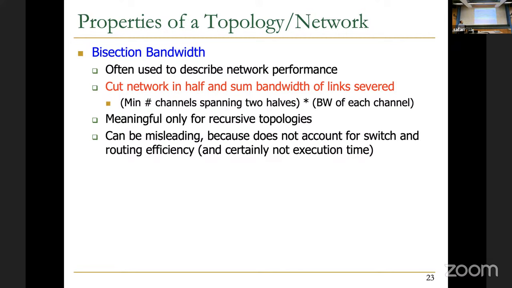But sometimes it's misleading because it does not account for switch and routing efficiency, and certainly not execution time. Not all of the time is your communication pattern global. Most of the time, a lot of communication happens between neighbors. You are communicating with your neighbor nodes for a majority of your execution time, so not all communication is global. At the same time, some works also show that the number of links that you have from one side of the network to another side is not that important.